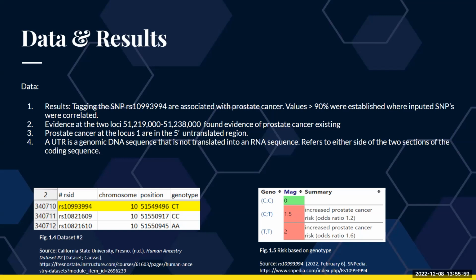As you can see down in the bottom left corner in figure 1.4, the SNP RS10993994 is on the 10th chromosome. And the genotype reflected by this anonymous donor is the CT genotype. And as you can see on the right in the bottom right corner in figure 1.5, the risk based on the genotypes varies with the CT. As we can see here, it is 1.5 times more likely to have an increased risk of prostate cancer. I'll now pass it off to Kaylyn to interpret this data.